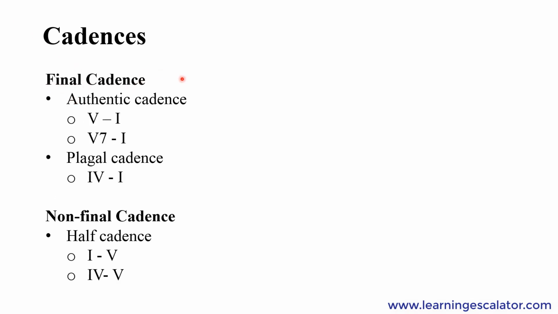In the final cadence, there is an authentic cadence and plagal cadence. The authentic cadence goes from the dominant triad to the tonic, or it's the dominant 7th to the tonic. The plagal cadence goes from the subdominant to tonic. Then in non-final cadence, there is one half cadence. A half cadence is either tonic to dominant or subdominant to dominant. So the 2 half cadences end on the dominant, and all final cadences end on the tonic.